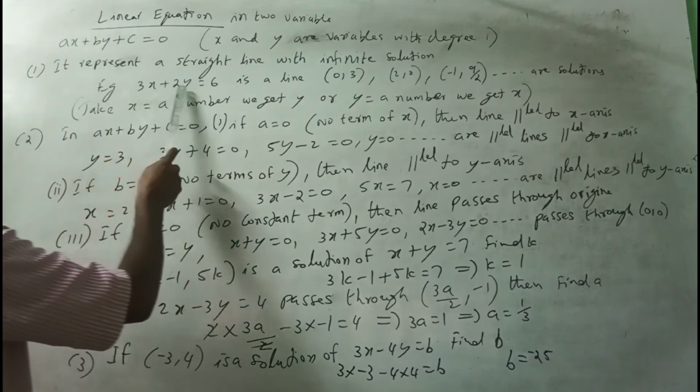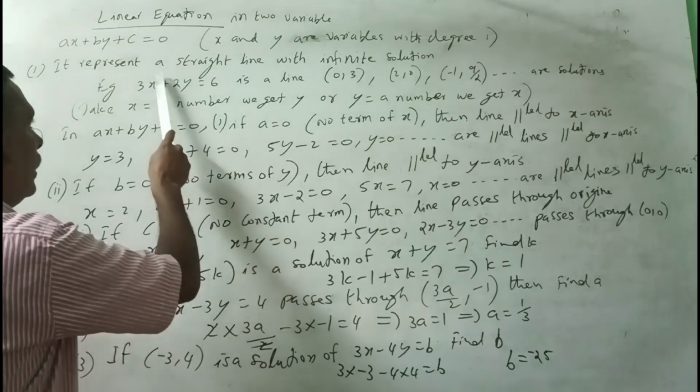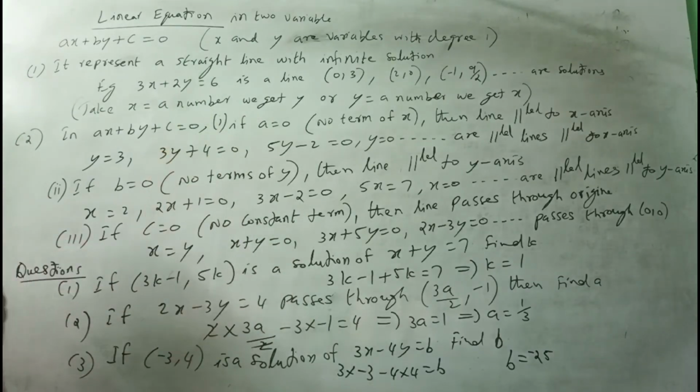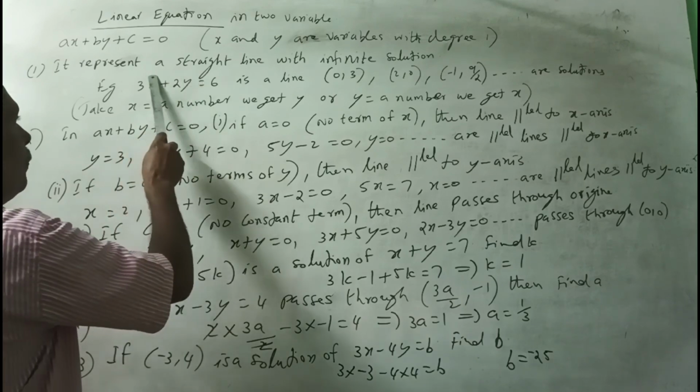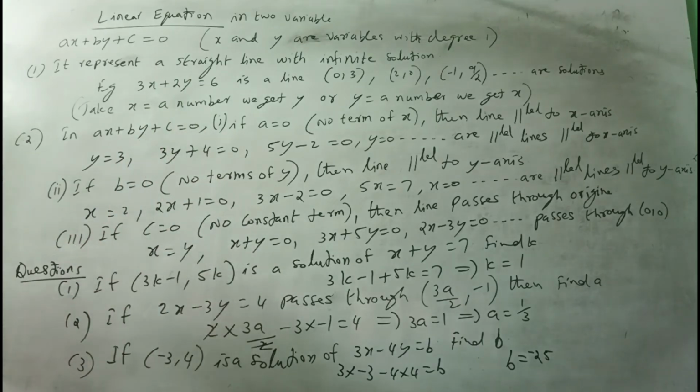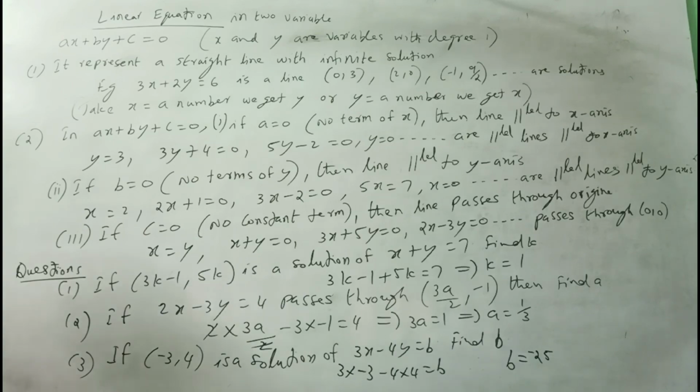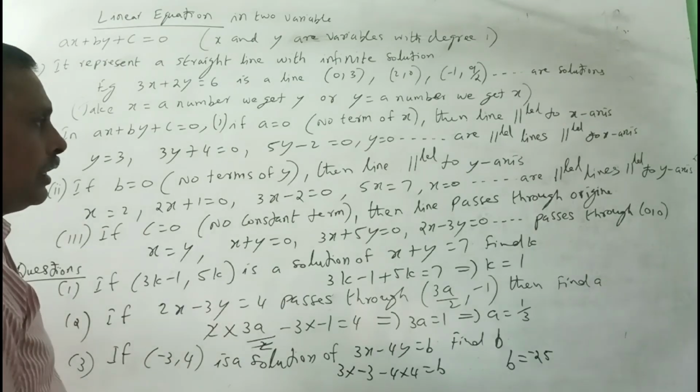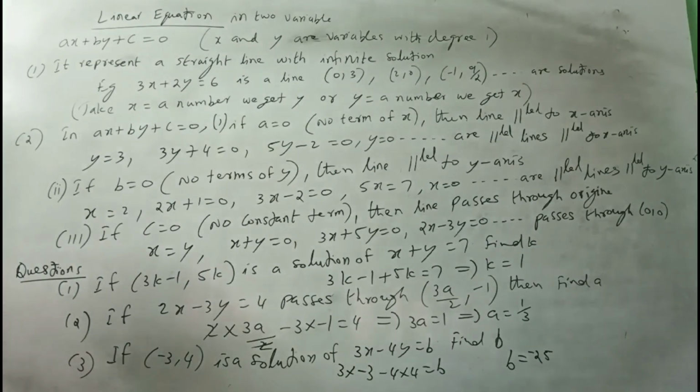Here some examples are written. 3x plus 2y: x raised to 1, y raised to 1. So the power of both of the variables is 1. That is why the word linear. Now what is the importance of this linear equation in two variables?